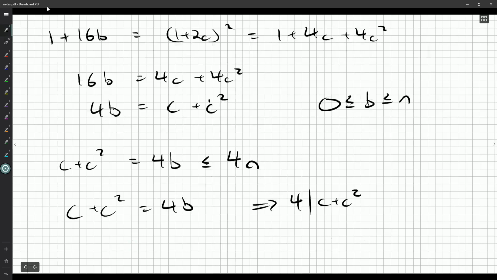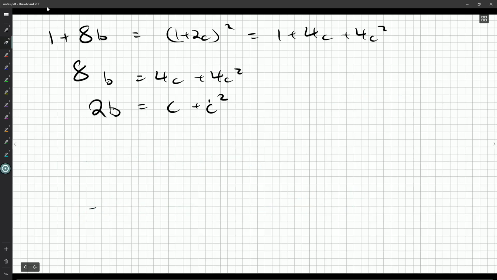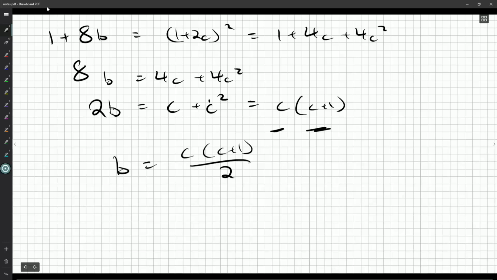Let's see how the rest of this carries through. So putting an 8 here, and an 8 here. So divide by 2, we get 2b is equal to c plus c squared, but that's always true, because that's c times c plus 1, and one of these is odd, one of these is even. So that works out. So b has to be equal to c times c plus 1 over 2. Fair enough.